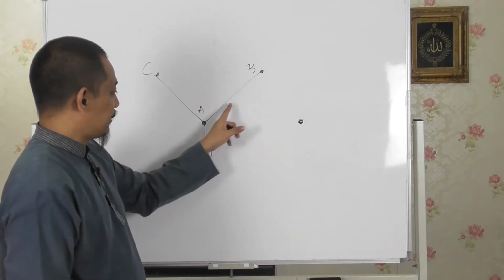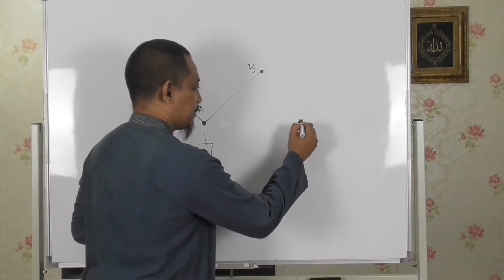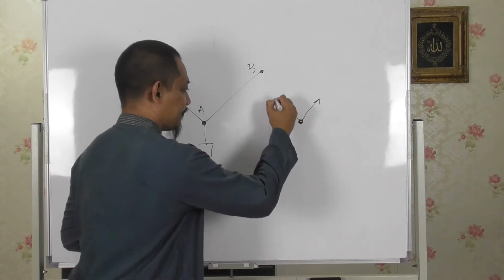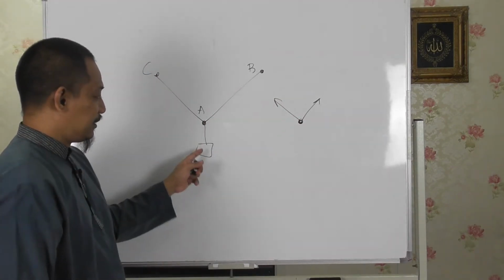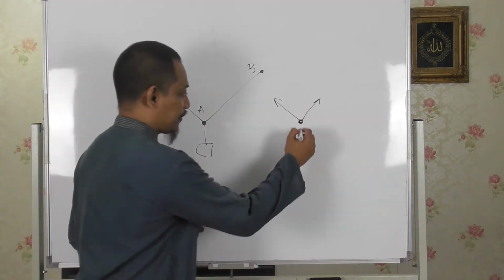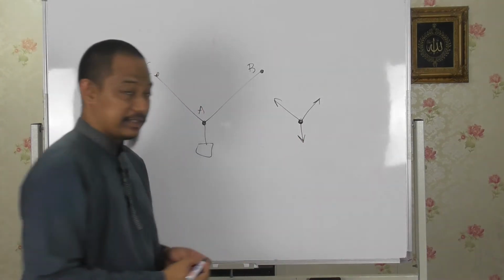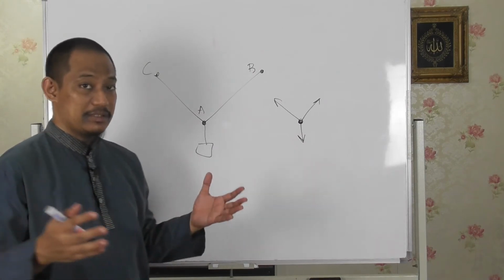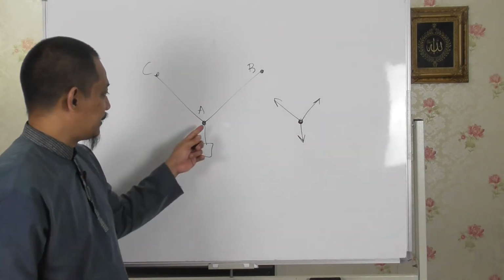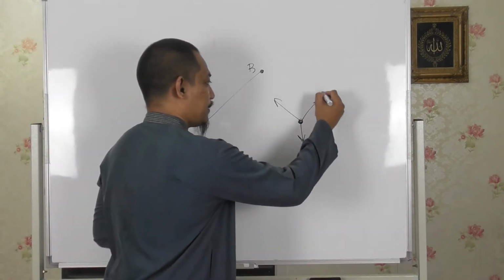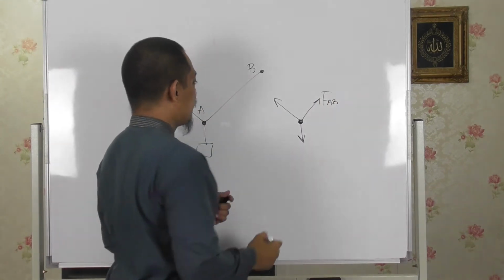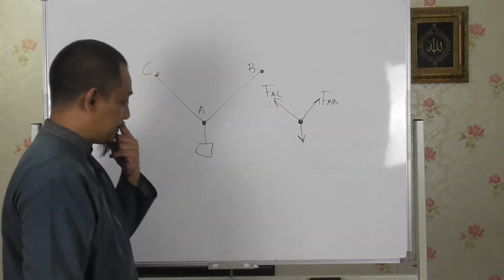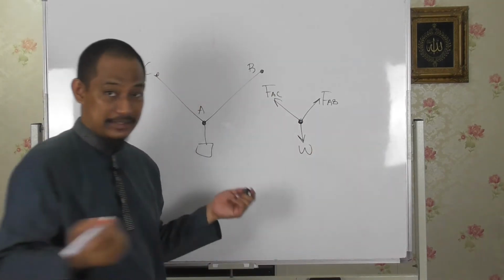So this cable will exert a force on this body in this direction. This cable will exert a force on this body in this direction. This weight will have a force downwards like that. That's the drawing. And then we label the forces, right? So for example, I can use FAB, and then I can use FAC, then I can use W, for example, let's say.